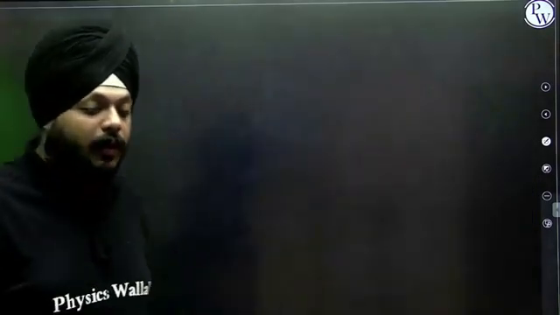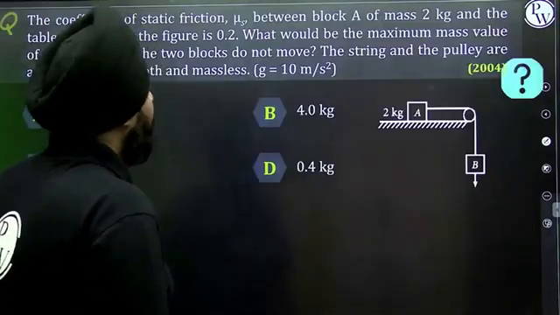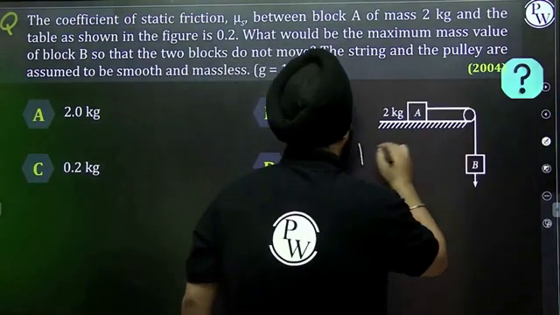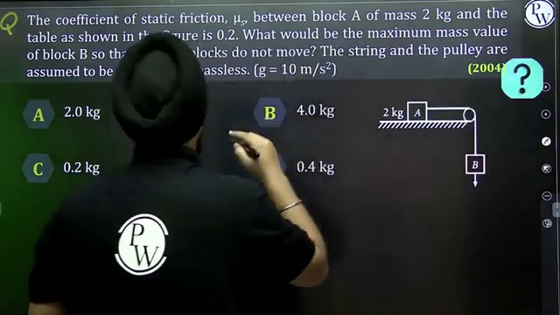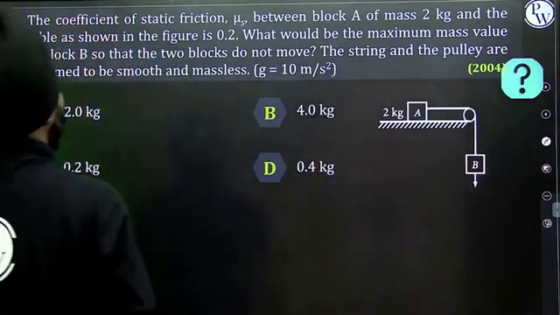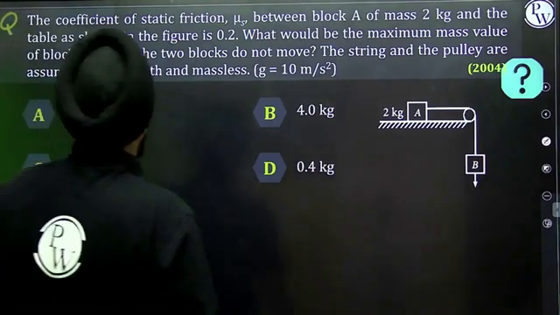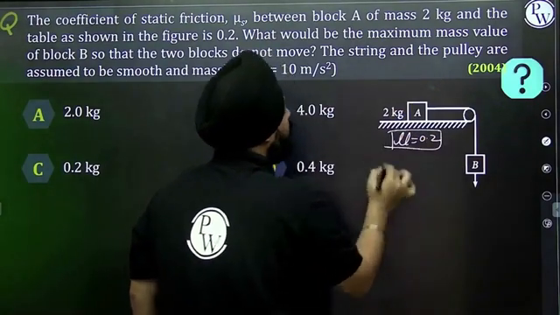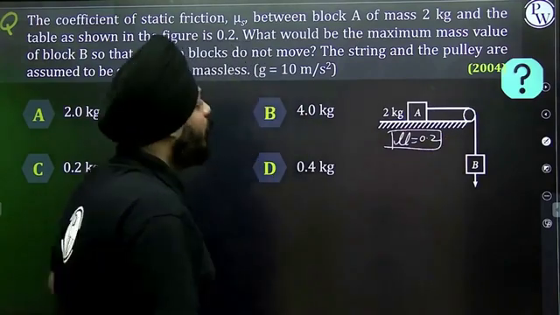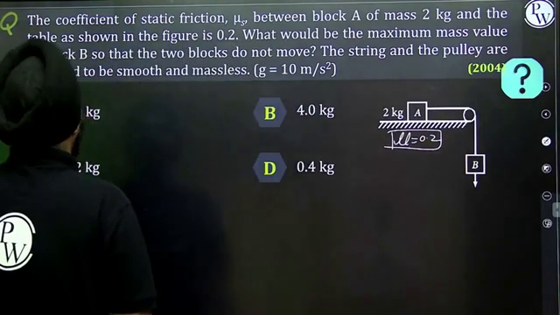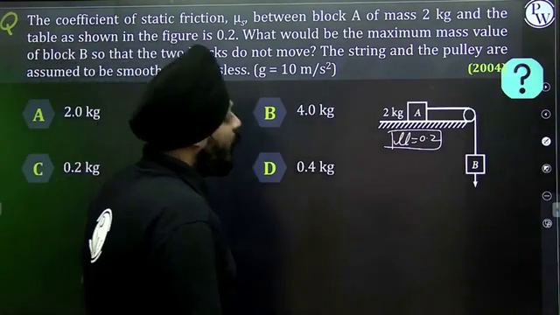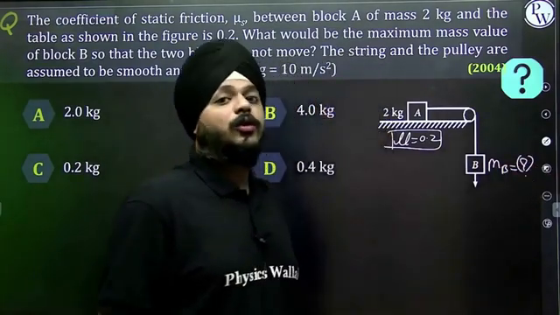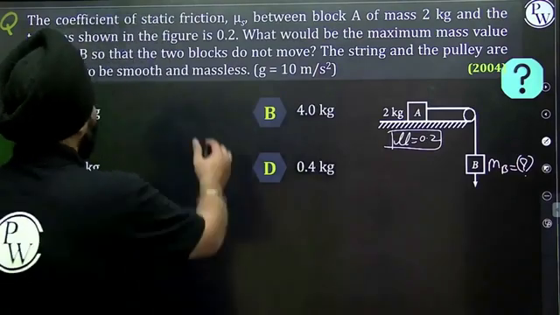Okay. Apart from this, this question I've given you all as homework, but we can solve it. Let's solve this. The coefficient of static friction mu s between block A, with mass 2 kg, is 0.2. Now, what would be the maximum value of the mass of block B so that both blocks do not move?